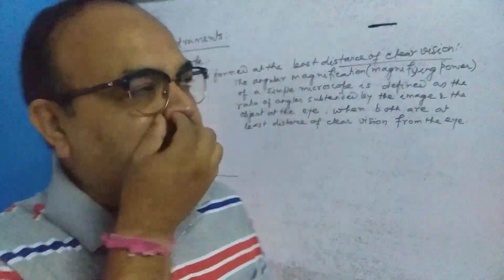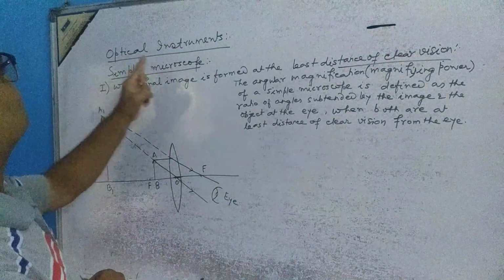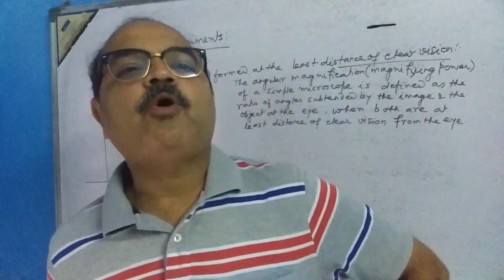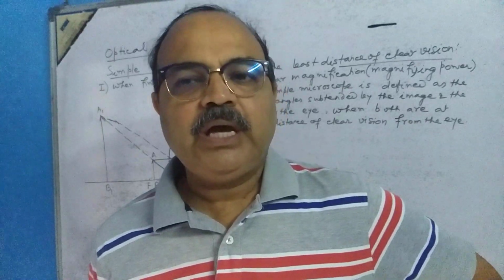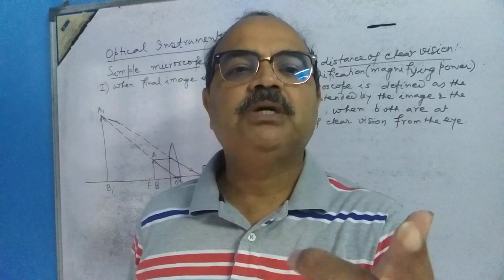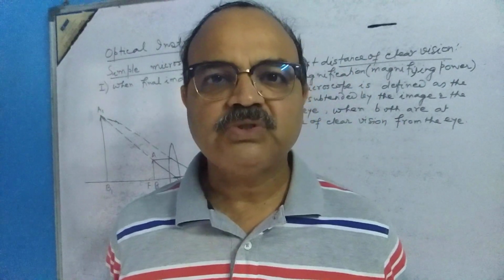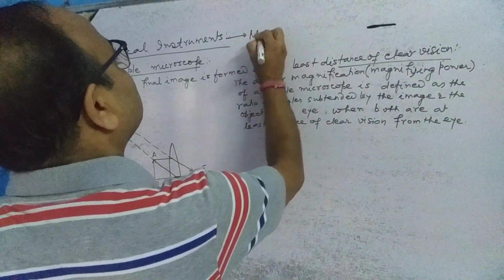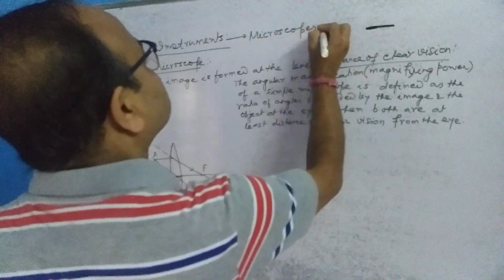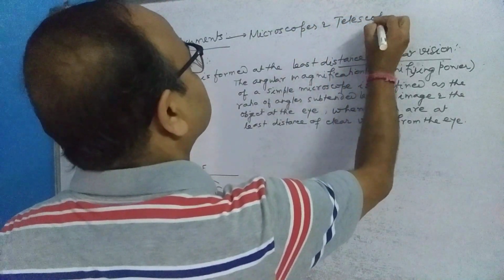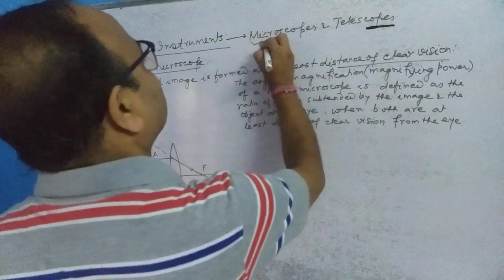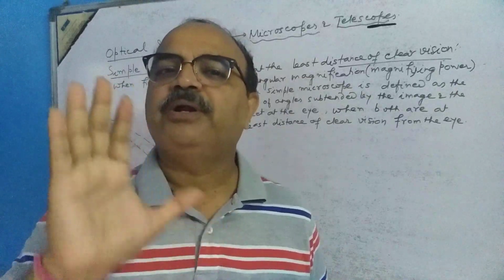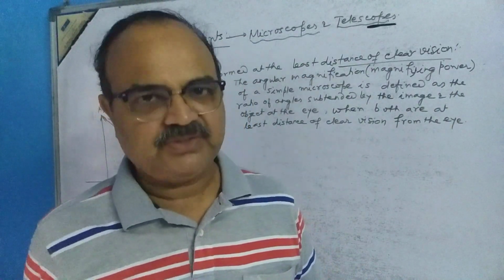Today's discussion: a new chapter, a new topic I am starting, which is attached to the ray optics, that is the optical instruments. An important chapter. In optical instruments, mainly we have to discuss microscopes and telescopes. These two are mainly in our syllabus. Mind this, I am going just according to our syllabus as prescribed by CBSE.